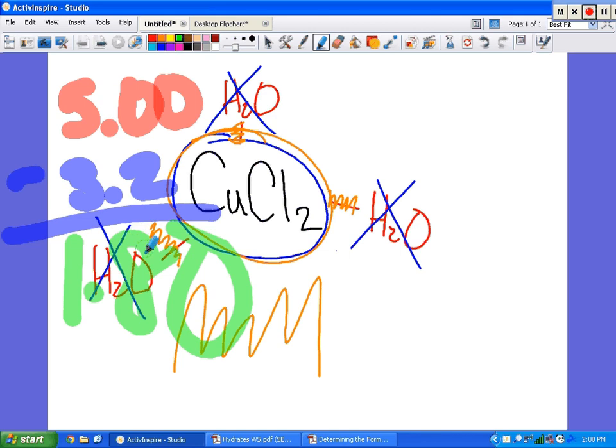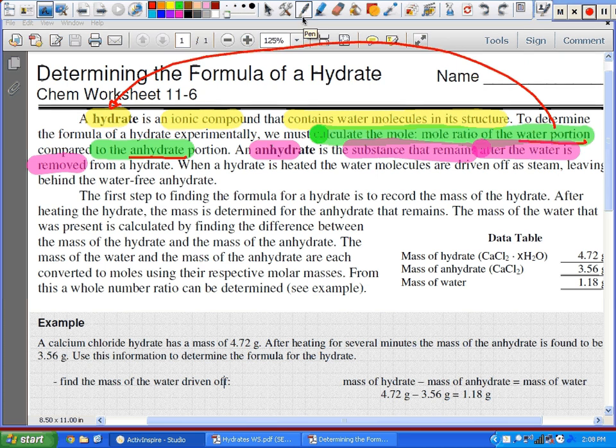Now, let's go back for 1 second. Remember, please listen, guys. These 2 units that we're working with in this are grams. Can you compare grams? We've already said, what are you comparing? Mole to mole. Could you easily get these into moles? Yes. All right. So now let's look at one more thing. When a hydrate is heated, the water molecules are driven off as steam, leaving behind the water-free anhydrate. That's exactly what we just said.